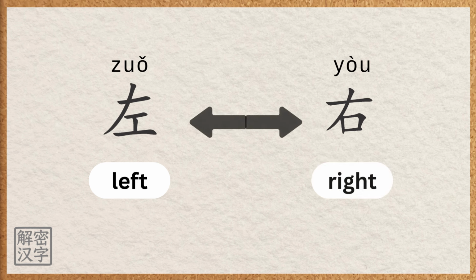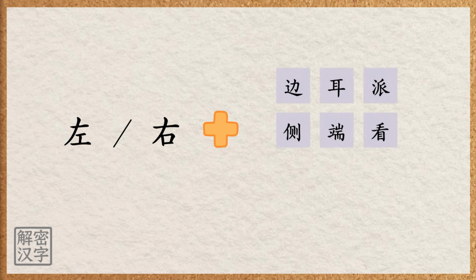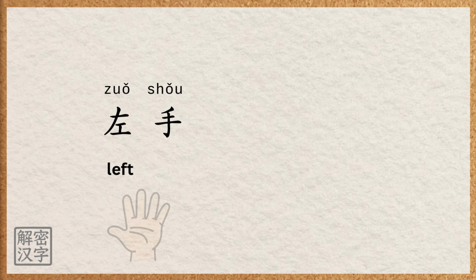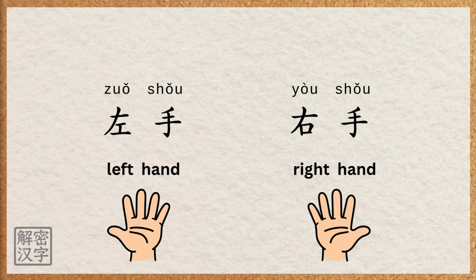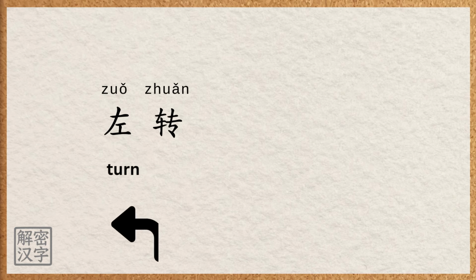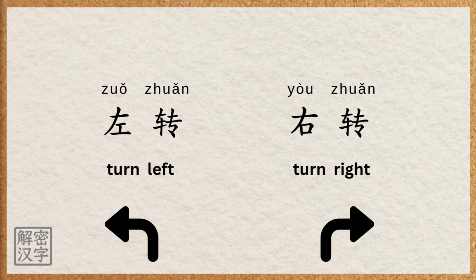左 and 右 represent two opposite directions or positions. We can also combine them with other characters to form new words. For example, 左手 means left hand. 右手 means right hand. 左转 means turn left. 右转 means turn right. Let's practice reading these characters together.